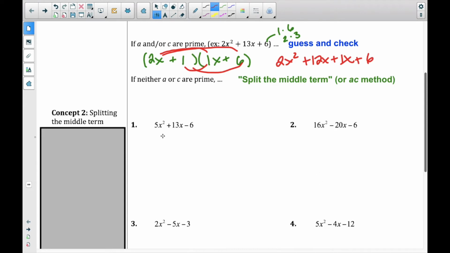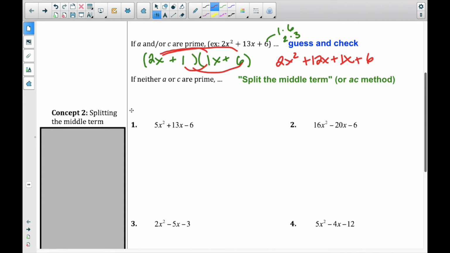So even though I can probably do number 1 by guess and check, because it's really similar to what we just did, isn't it? But it has a 5 instead of a 2. I could do this by guess and check, but my guessing and checking might get long and tedious and I might get frustrated. So instead, I'm going to do what's called splitting the middle term, or the AC method.